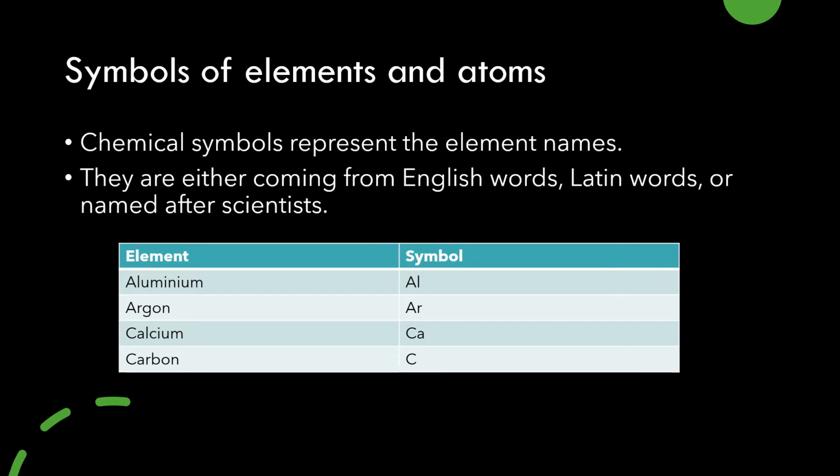Some examples of Latin-based chemical symbols include lead. The Latin for lead is plumbum, which has Pb in it. Therefore, people just call lead Pb. Keep in mind that the chemical symbols of elements are also the atomic symbols of the atoms.